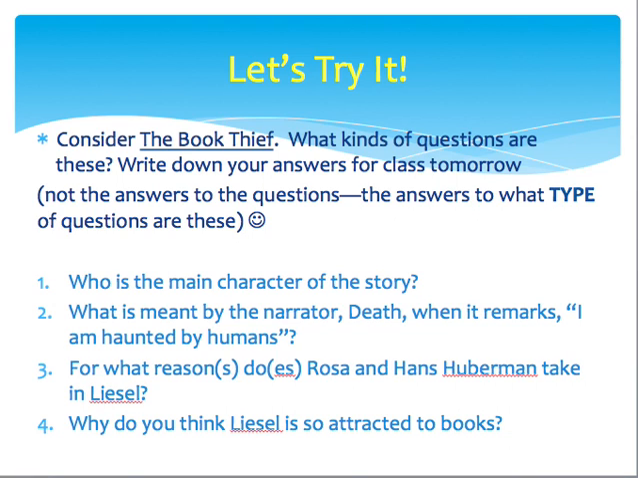First, who is the main character of the story? Please do not tell me Liesel. Tell me what kind of question this is, what category it falls into. Number 2, what is meant by the narrator Death when it remarks, I am haunted by humans? Number 3, for what reason do Rosa and Hans Huberman take in Liesel? And number 4, why do you think Liesel is so attracted to books?